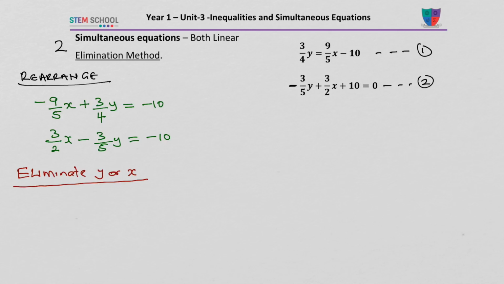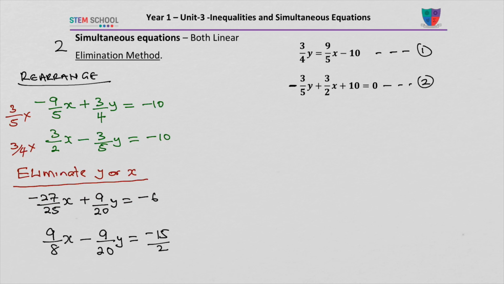To eliminate y, I need to times the first equation by 3 over 5, and I need to times the second equation by 3 over 4. After doing the multiplication, I now get minus 27 over 5x plus 9 over 20y equals minus 6. That's 30 divided by 5. And I got 9 over 8x minus 9 over 20y equals minus 15 over 4. That's minus 30 over 4. This is now minus 15 over 2.